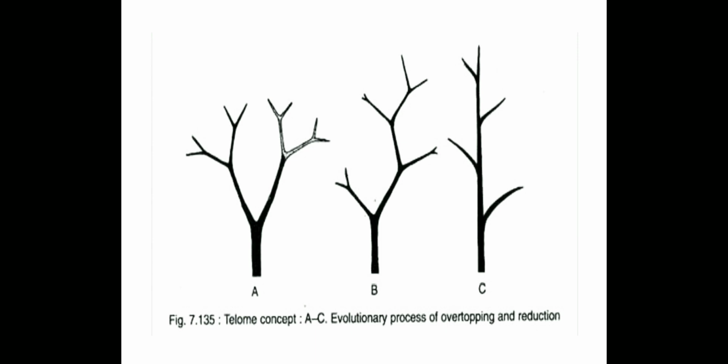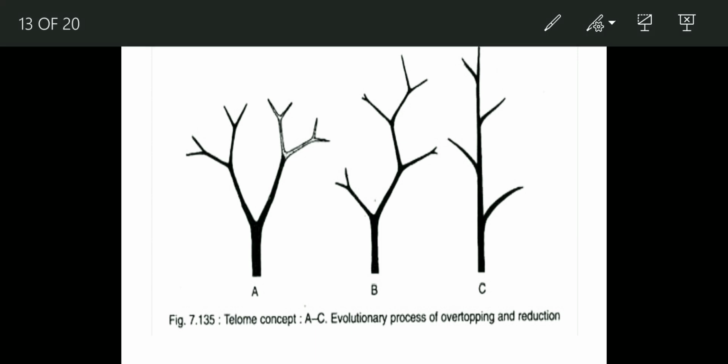So here you can see, earlier there was, first is here, the overtopping process. Now you can see this has become a little branch, it has become the main branch. This is the overtopping process. After overtopping, you will see that the dichotomy has now grouped itself into a single needle-like structure. This is called reduction. This is the reduction process.